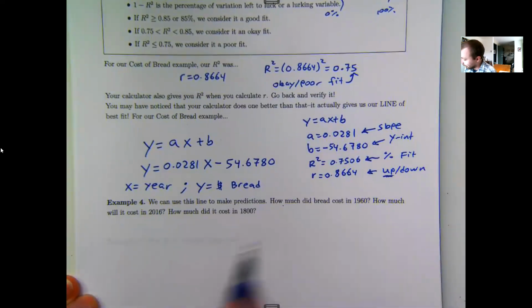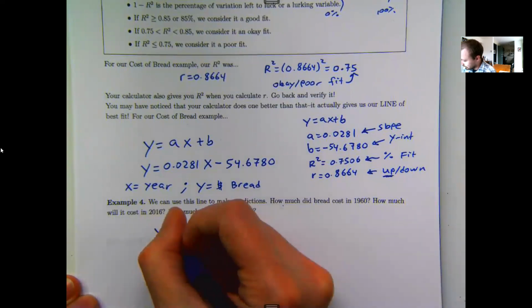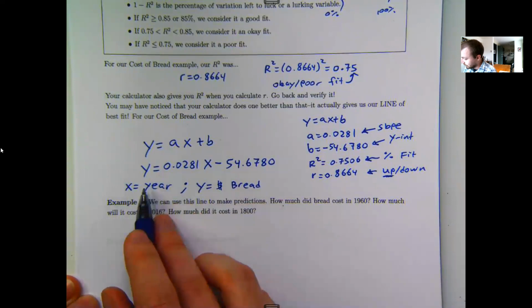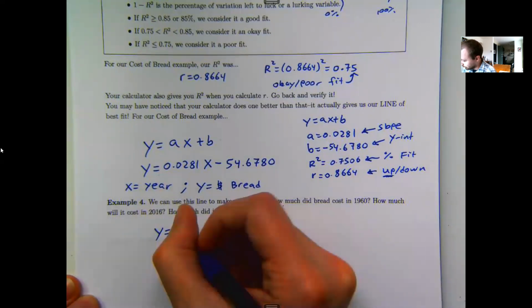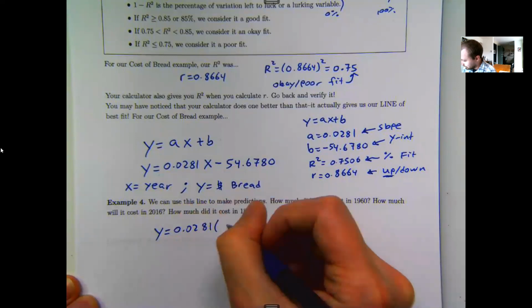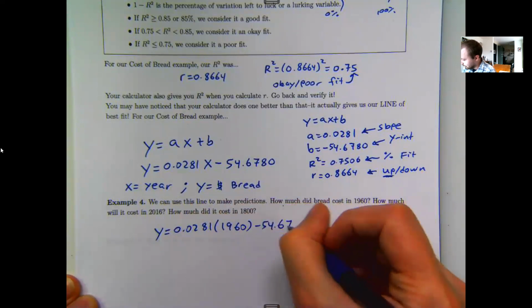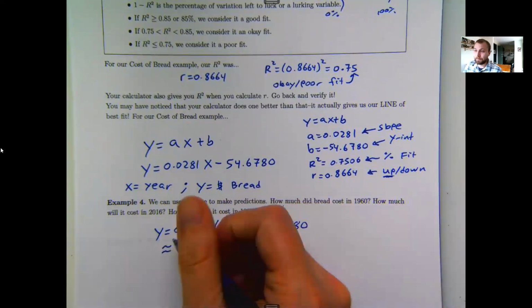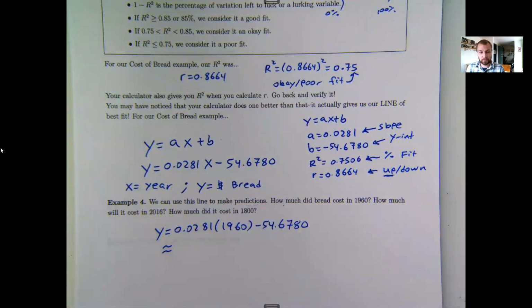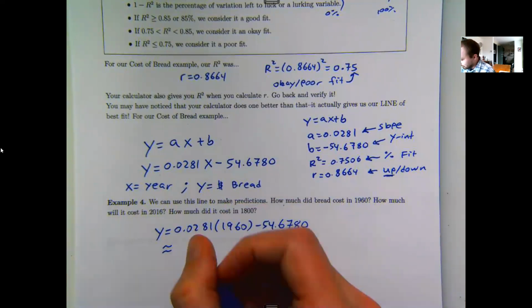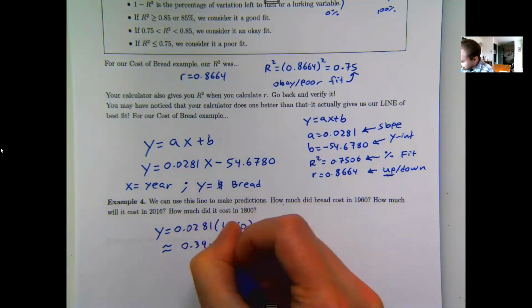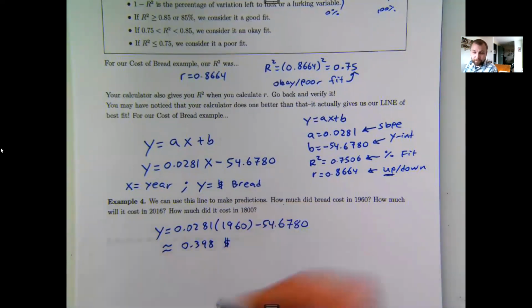So how much did bread cost in 1960? So 1960, that's the year, that's the x. So I'm just going to plug that into this equation. And let's see what we get. Now, I don't expect these predictions to be perfect for a couple of reasons. First off, my R squared isn't that great. And it's pretty rare that any prediction is perfect. When I did this, I got 0.398, which would be about 40 cents or so.